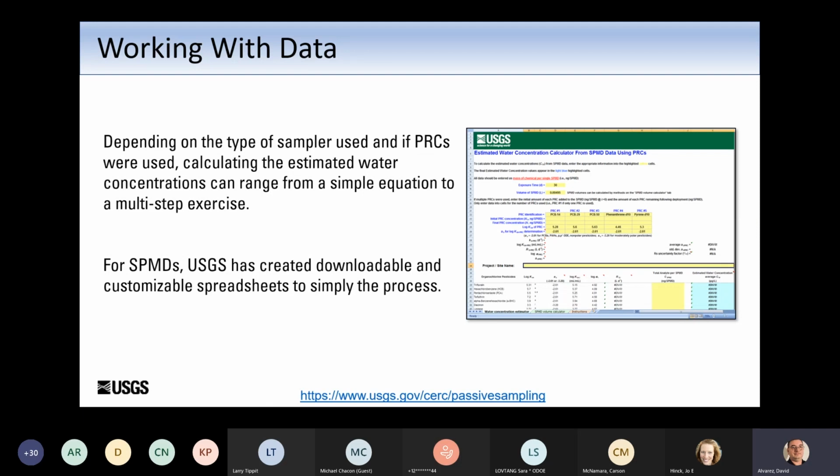time-weighted average water concentration. The methods to get to this water concentration vary in complexity depending on the type of sampler you use and the degree of understanding of the uptake kinetics for the sampler. This can be as simple as a one-step single equation to a multi-step process that incorporates PRCs and sophisticated uptake models. For SPMDs, which is one that has a lot of understanding and very well-defined uptake models, this is where we start dealing with that multi-step process to get from a sampler concentration to a water concentration. To simplify that, USGS has created some downloadable and customizable spreadsheets that really make it as simple as insert your data from the lab in the yellow cells and the water concentration comes out in the blue cells.